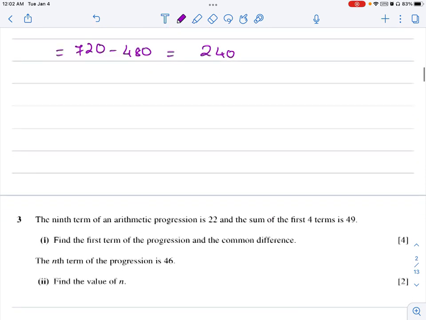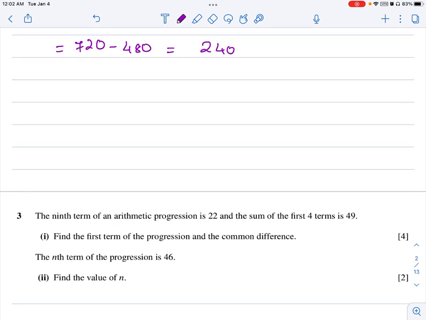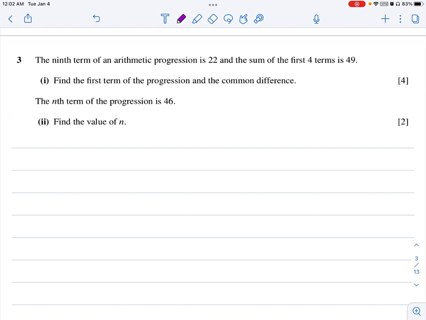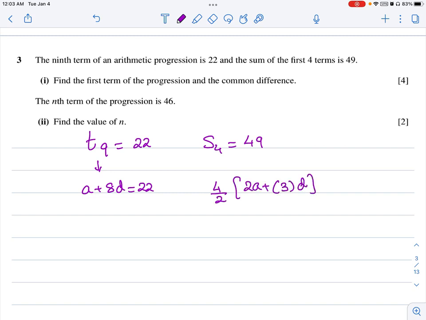Coming to the third question. The ninth term of an arithmetic progression is 22. T9 is equal to 22. The sum of the first 4 terms is 49. S4 is equal to 49. T9 means a plus n minus 1 d. 9 minus 1 is 8d, so a plus 8d is equal to 22. S4 means n upon 2 times 2a plus n minus 1 d. 4 minus 1 is 3d, so 2 times 2a plus 3d is equal to 49.